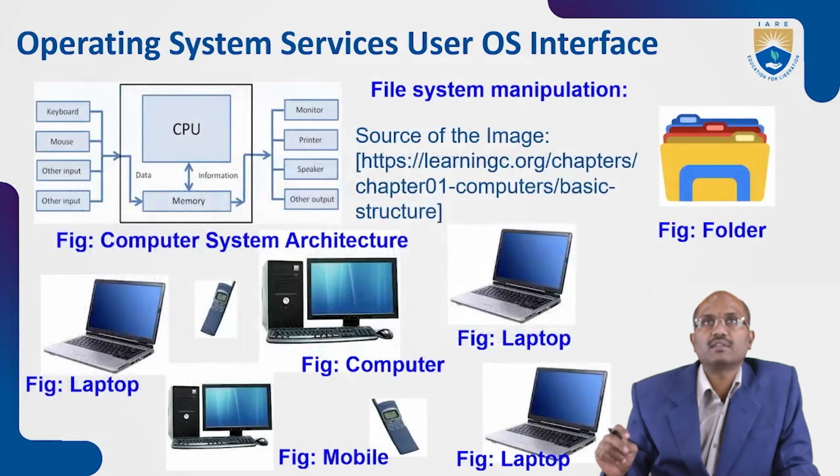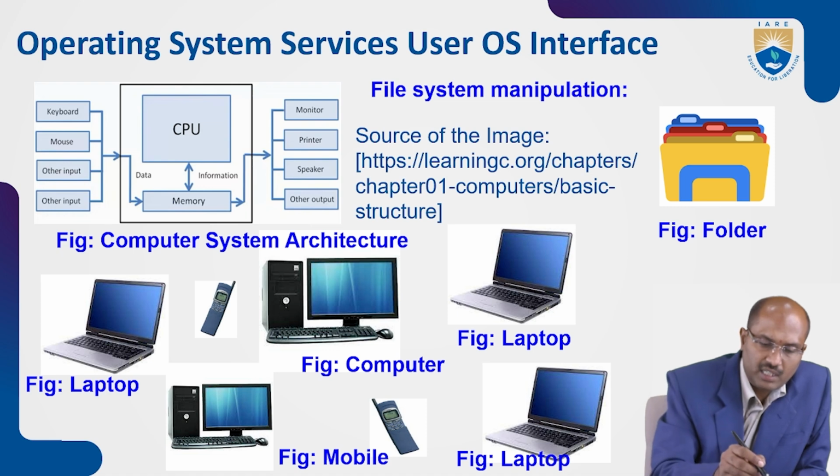This is time management. So far we have seen various services like program execution, time management, resource management, process management, and memory management. We've seen all these things as services of the operating system. But a computer system architecture has input devices, keyboard, mouse, and others, connecting to the CPU and memory. The memory processes the data and information and produces the output. Output devices are monitor, printer, speaker, and others.